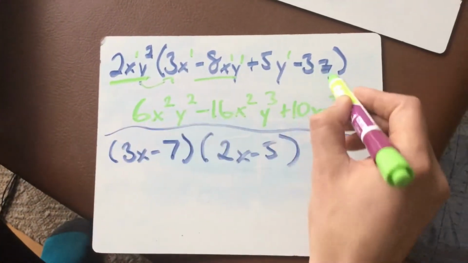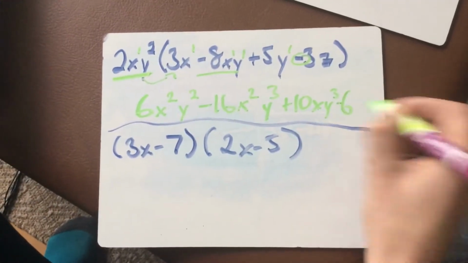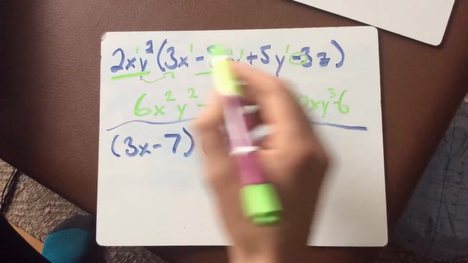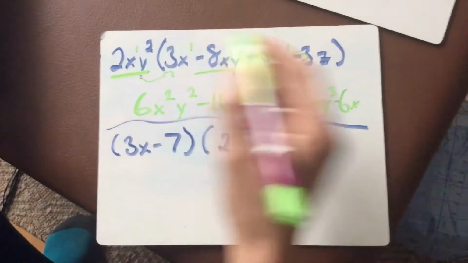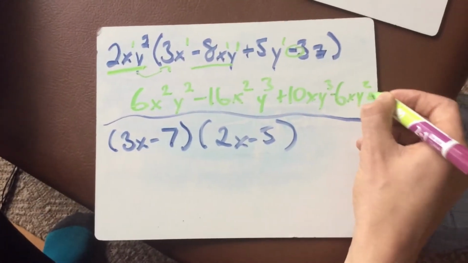Finally, 2xy squared, then don't forget that negative. 2 times negative 3 is negative 6. X, nothing, so I'm just going to leave the x. Y squared, there's no y's here, so I'm going to leave y squared. And then the z from that.